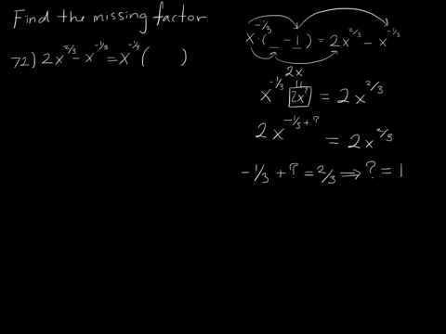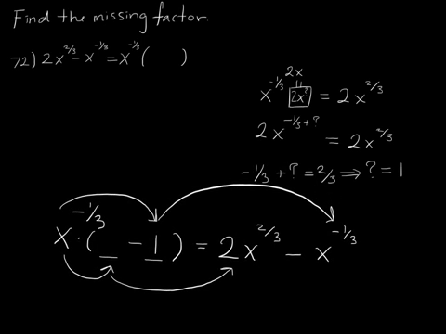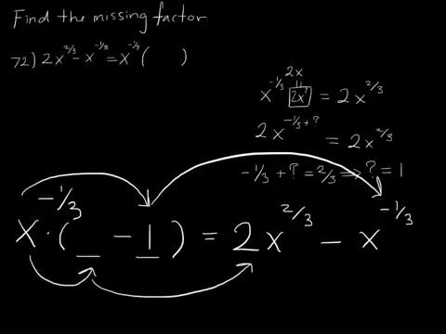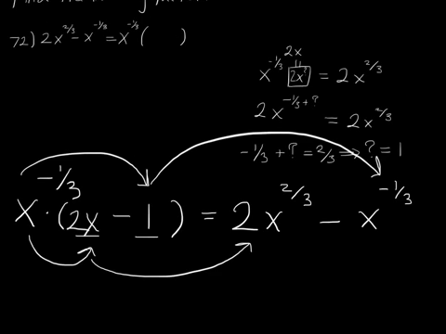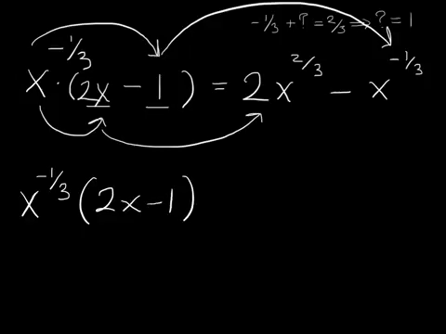And we end up with 2x right here. And since this was sort of a long problem, it's worth coming back and checking to make sure we did it correctly. So let's go ahead and multiply out x to the negative 1/3 times 2x minus 1 to double check that we get what we expect on the right-hand side.